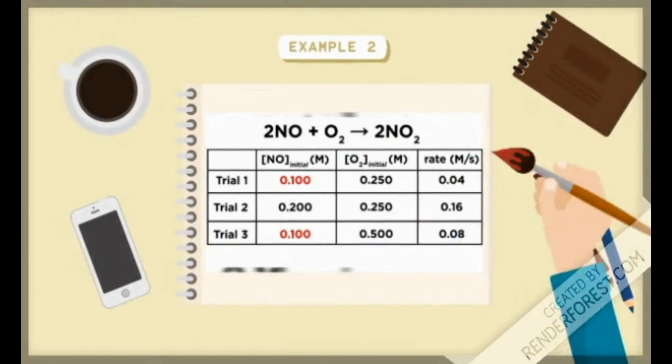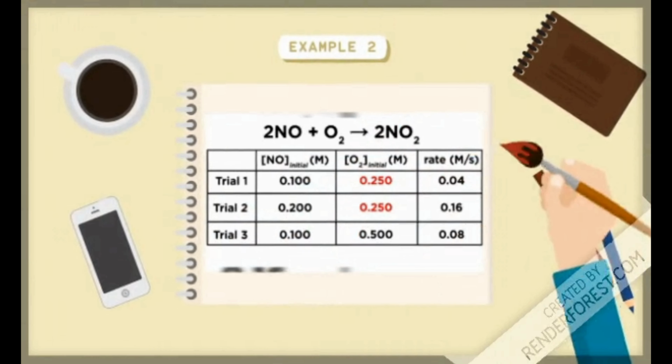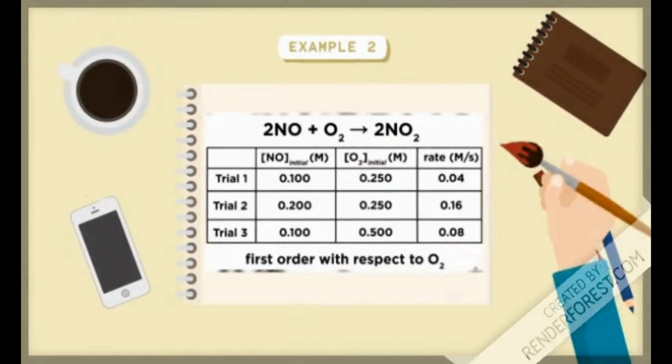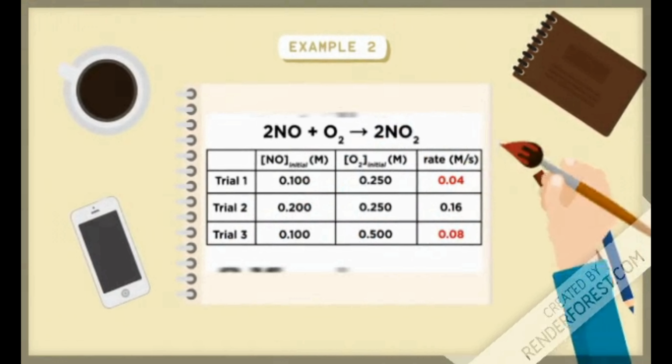If we compare trials 1 to 3, NO stays the same but O2 doubles, and the rate doubles. So the reaction is first order with respect to O2. So, this must be the rate law. The reaction orders happen to match the stoichiometric coefficients, but this is a coincidence. It would not always be the case.